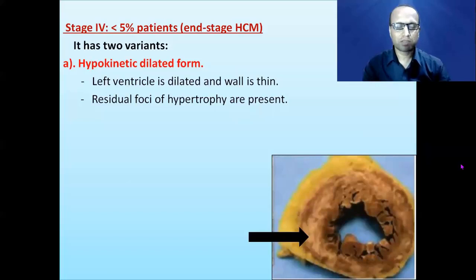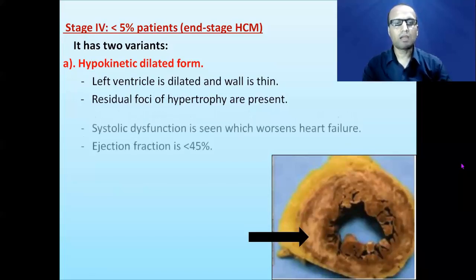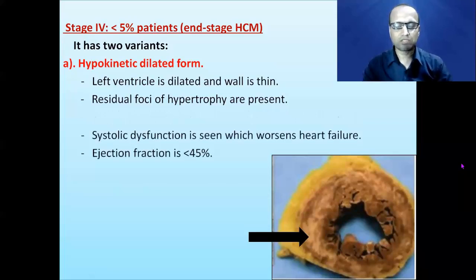The wall is thin, but residual foci of hypertrophy of the myocardium can be seen in this stage also. Systolic dysfunction is seen, which worsens heart failure. In the earlier stages, the myocardium is hypercontractile, but in stage 4, with systolic dysfunction, myocardial contractility decreases. That is the reason why the ejection fraction in this stage is less than 45%, less than normal. The normal range is 50 to 65%.